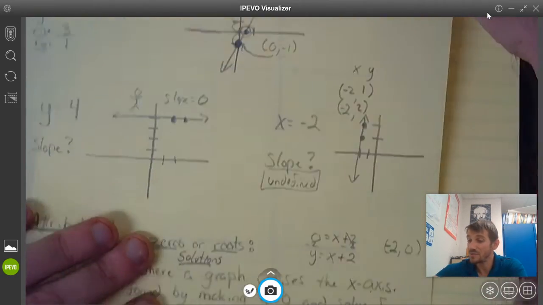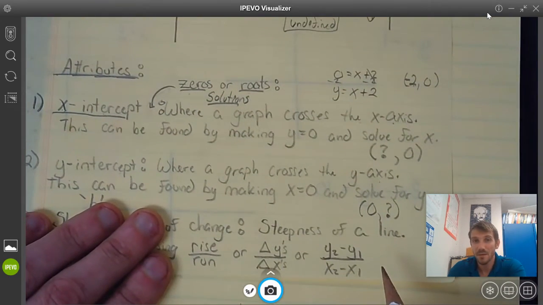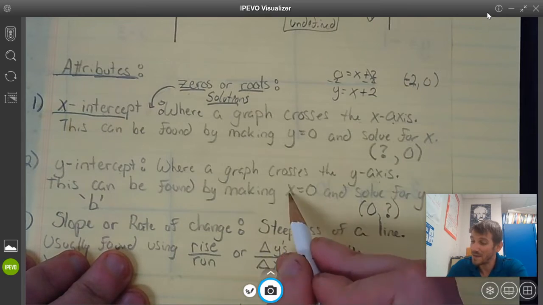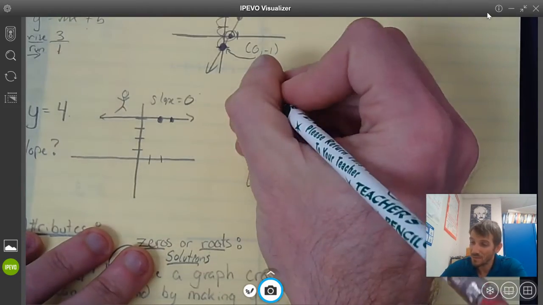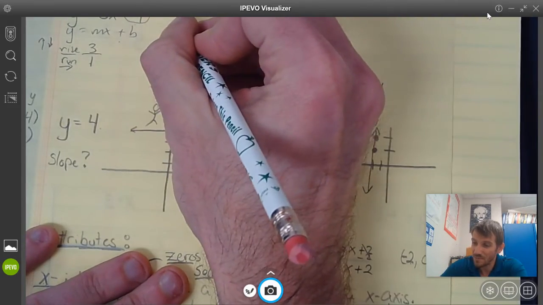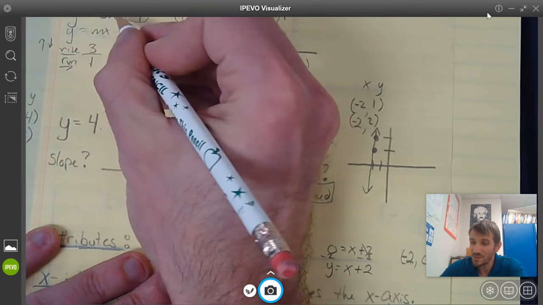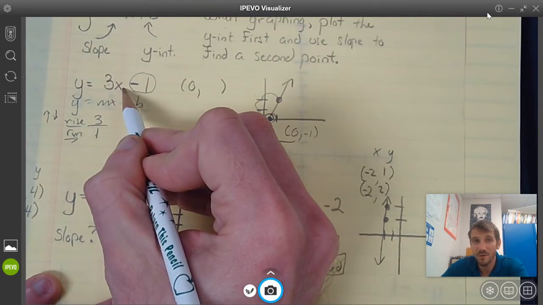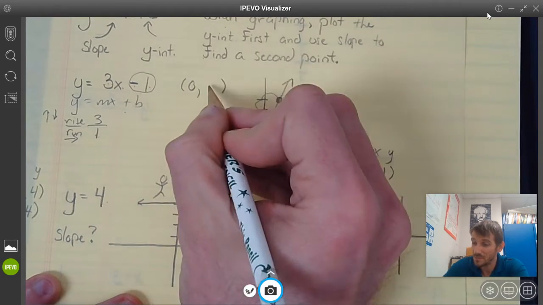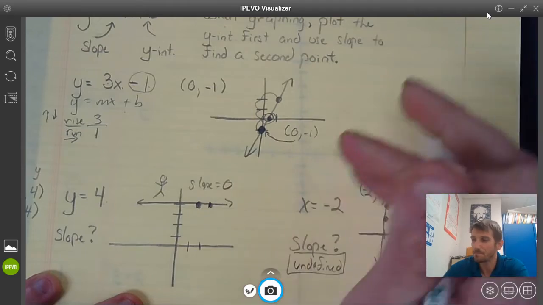And as I said, you can solve this by making x equal to 0 so you can solve for y. So let me go to our equation. If I made my x 0, what is 3 times 0? Oop, I'm off the page. What is 3 times 0? Well, that's 0, minus 1 is minus 1. And notice those points are exactly the same.